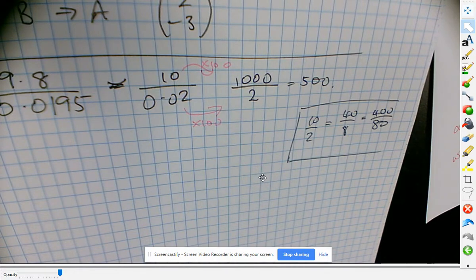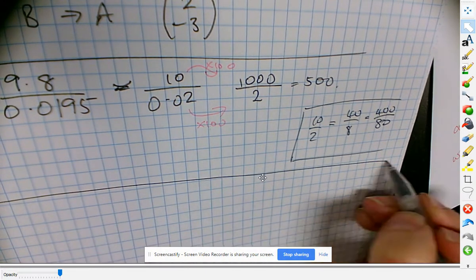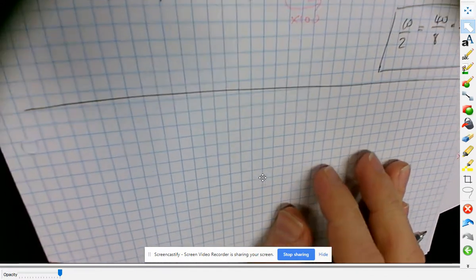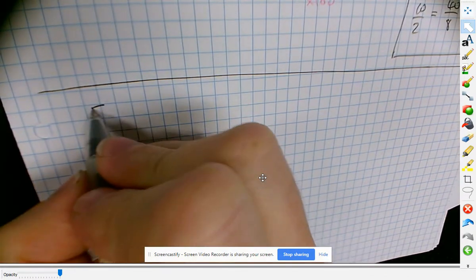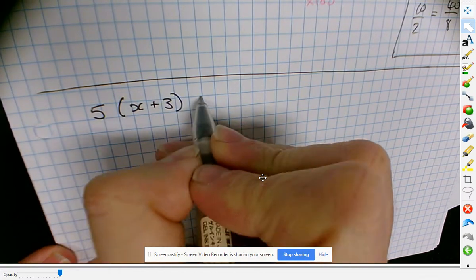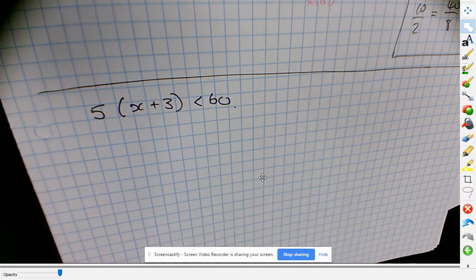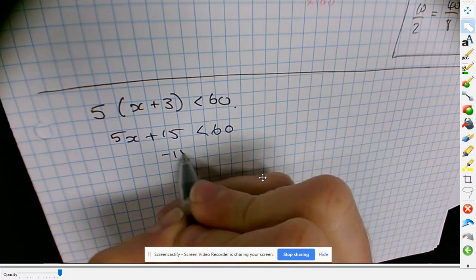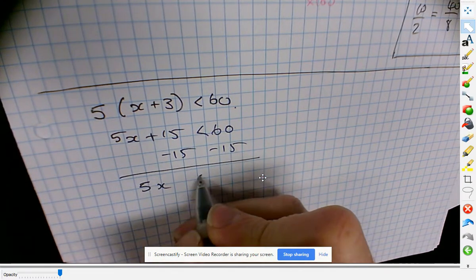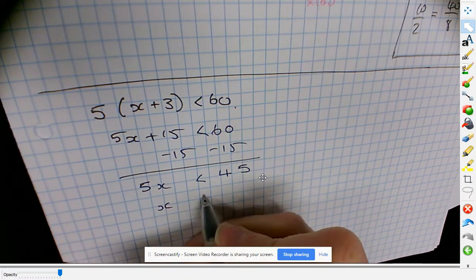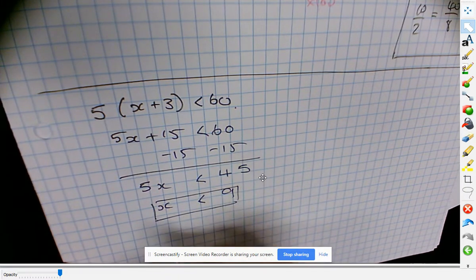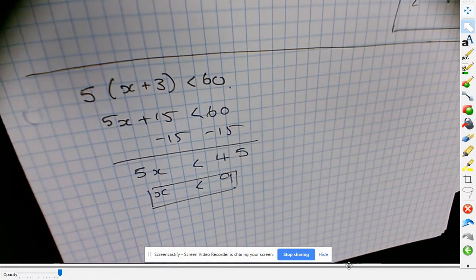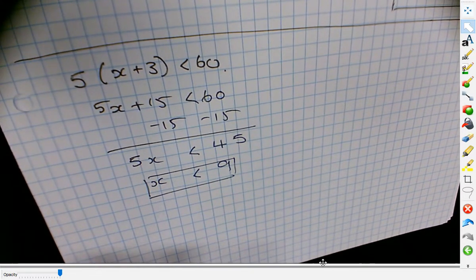Okay, question 5. I think the biggest mistake here was just forgetting the little trick around inequalities. So this was a nice, easy inequality question, but a lot of people wrote the answer x equals 9 when you need to keep that inequality symbol in the answer. So we expand our brackets, subtract 15, divide by 5, and the answer is x less than 9. Do not put an equal sign there.